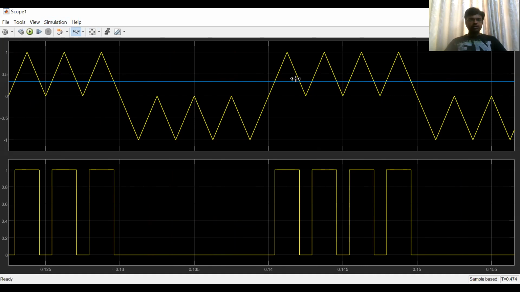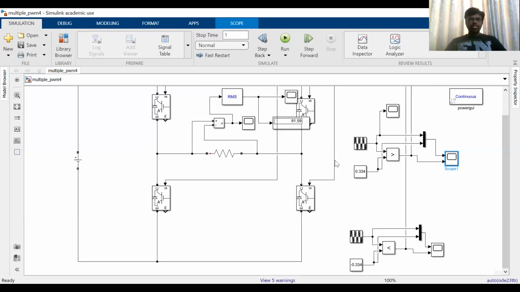See here, for four pulses you get four pulses. The same for the negative half cycle also, you will get. And what about the total harmonic distortion? Of course, I have shown already. The same thing we will get here, 37, 30, and 53. This is very important. This is increased, so that is the disadvantage.